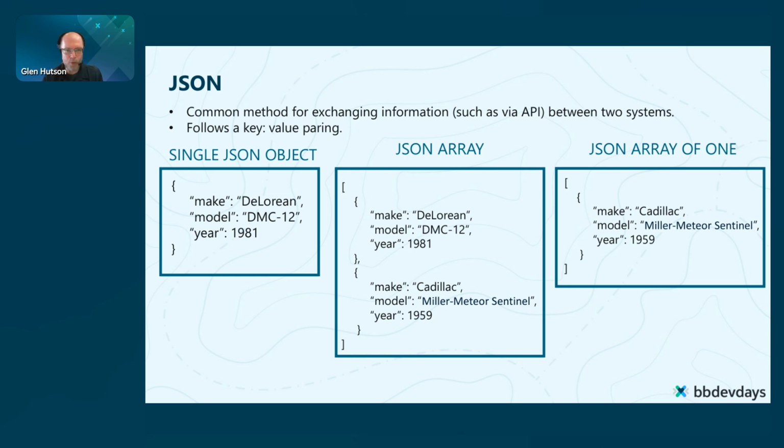On the left, I have what's called a single JSON object. I want to get information about a specific car, car 1234. I ask the API for that and it's going to give me a response. It may look cryptic for a second, but if you squint your eyes a little bit, things will start coming into focus. I'm asking for car 1234. It's telling me the make is DeLorean, the model is DMC12, and the year is 1981.